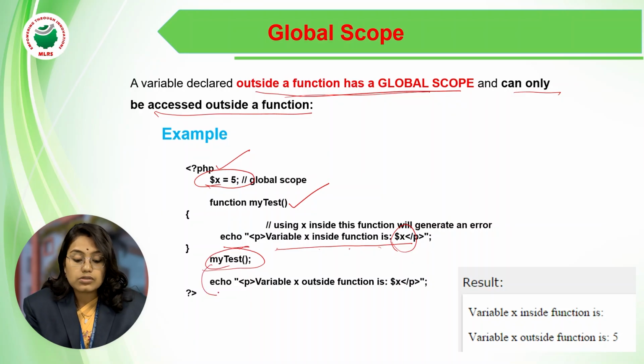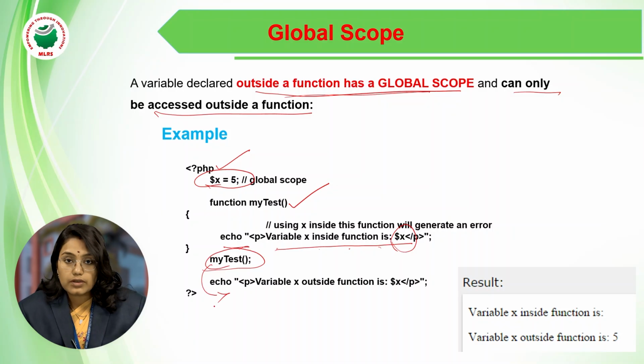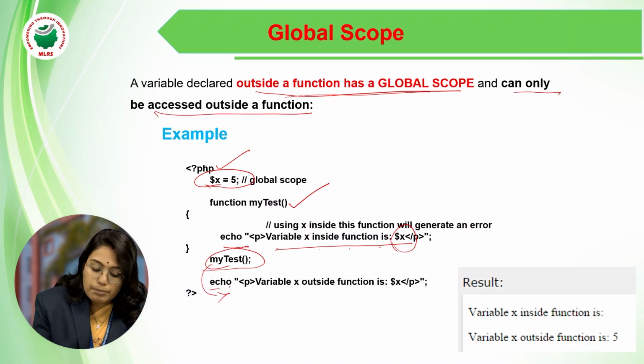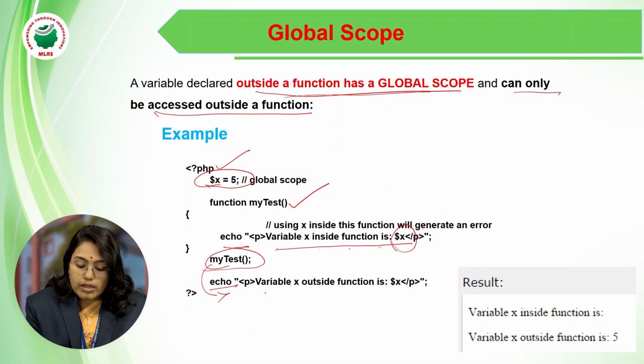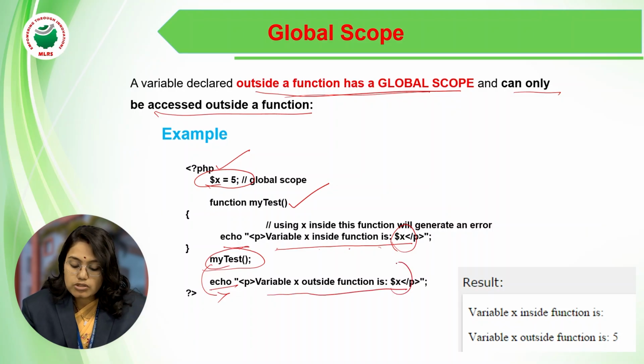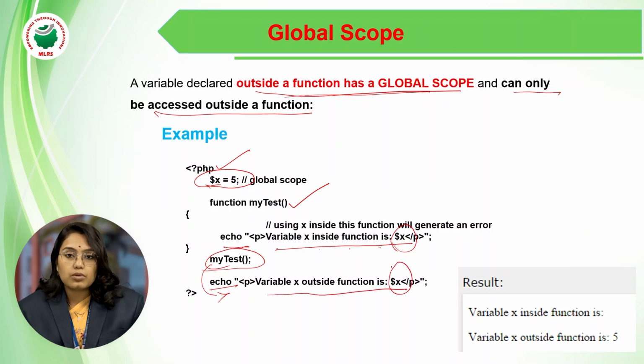And we also want to check whether it works outside the function. So we are writing the print statement again: echo "variable x outside the function is $x". Let's check how this program works.